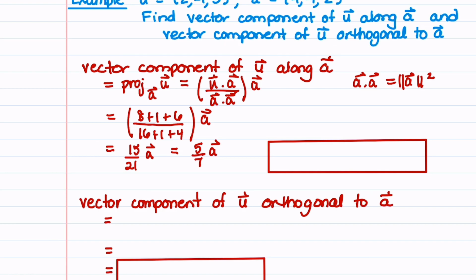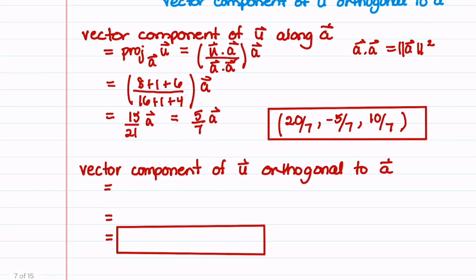And then we can write this as multiplying 5 over 7 times our components of A. So we get 20 over 7, minus 5 over 7, and then lastly 10 over 7. Okay, great. That one's done. Let's do the next one. The next one's a little bit easier.